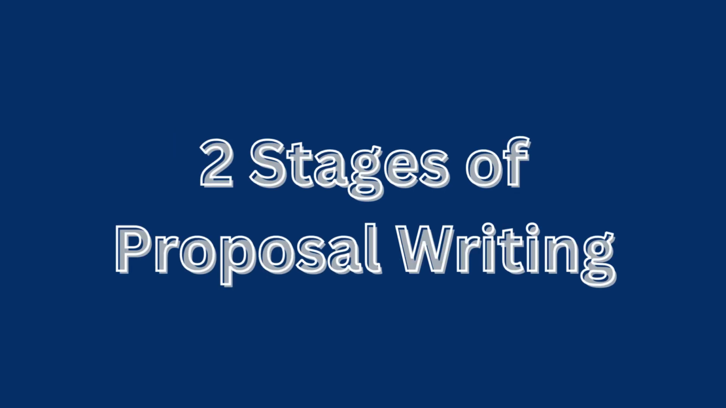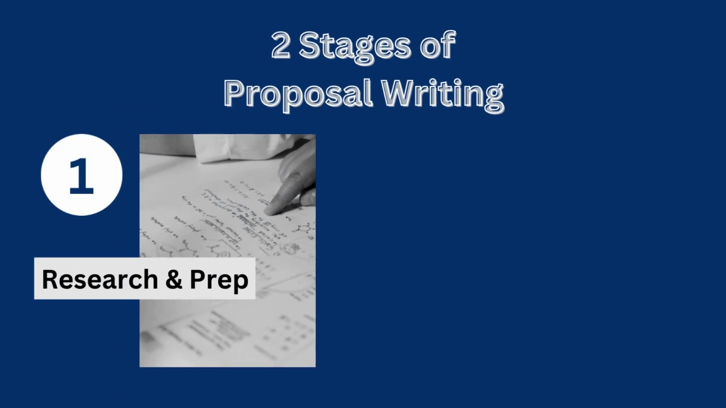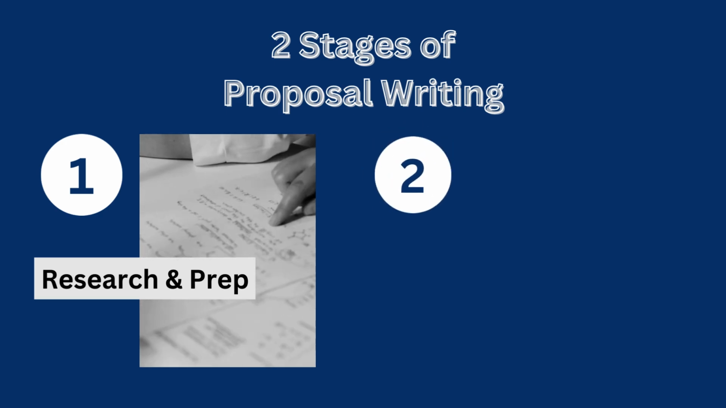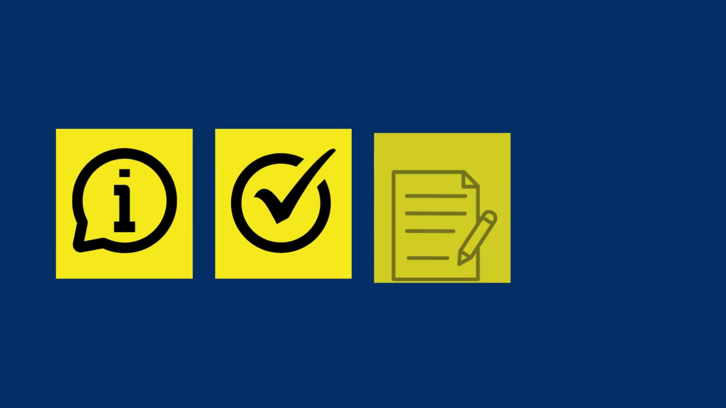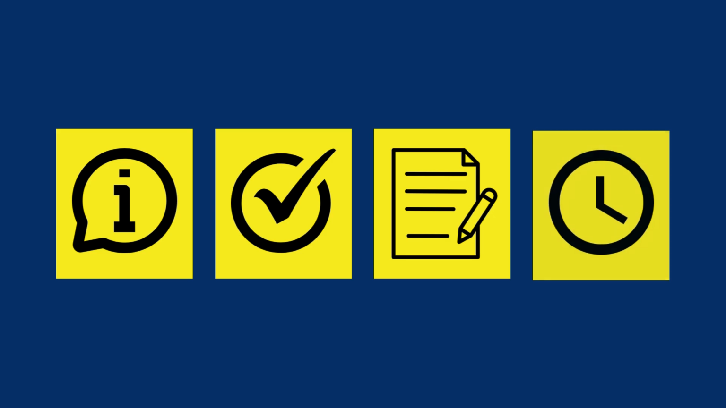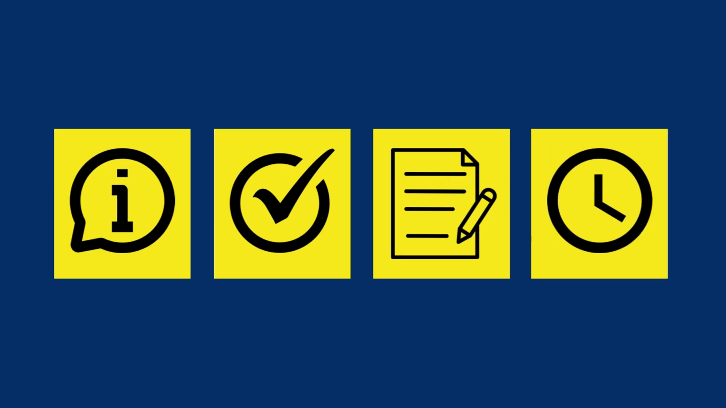A helpful way to look at proposal writing is in two stages, one being the research and preparation stage, and two being the writing stage. Let's start with stage 1. Preparation is key to writing a successful grant application. It involves gathering relevant information, understanding your project goals, outlining your proposal, and allocating sufficient time for drafting and revisions.